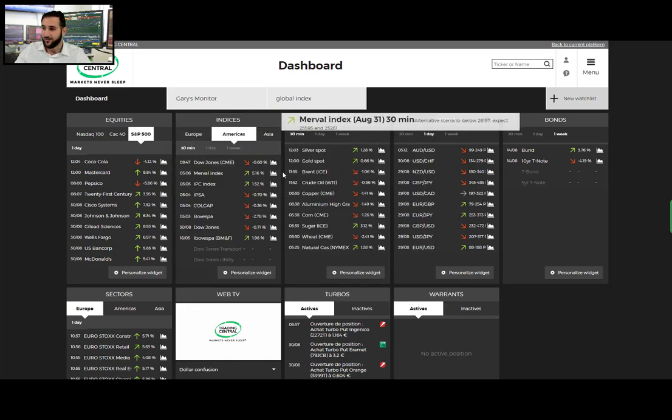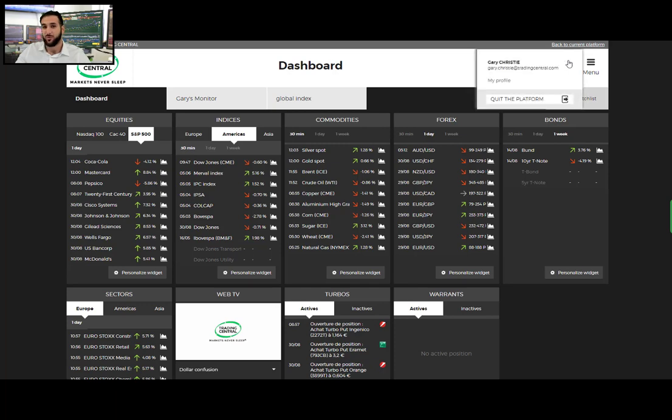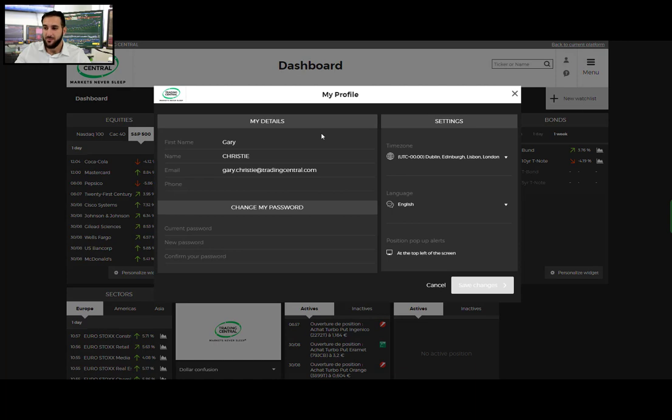Now, let's click on the person icon at the top right here to access our profile. So you can change your name, your email address, your time zone, your language. But at the bottom right here, you can actually decide how you like to receive these pop-up alerts on your screen.